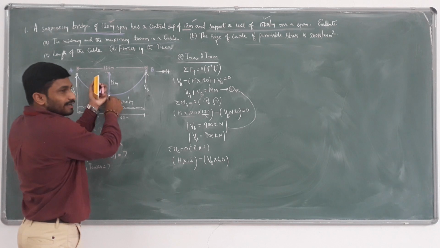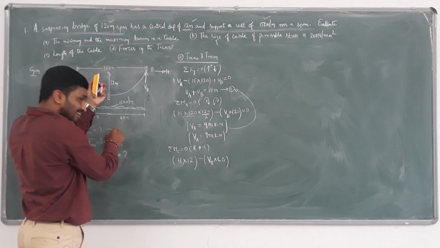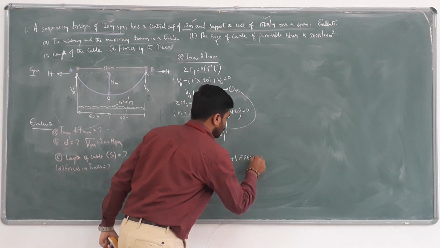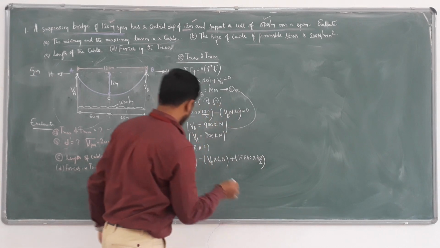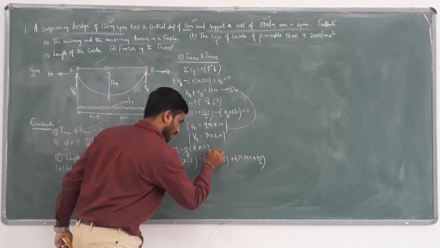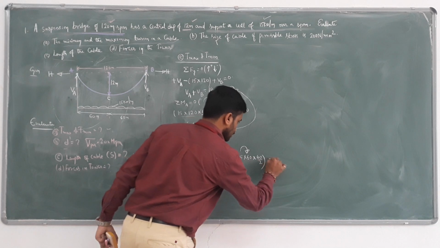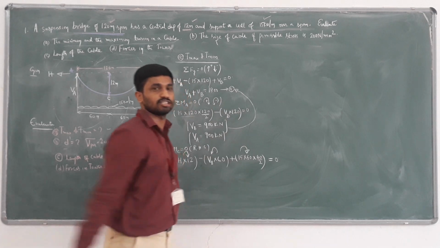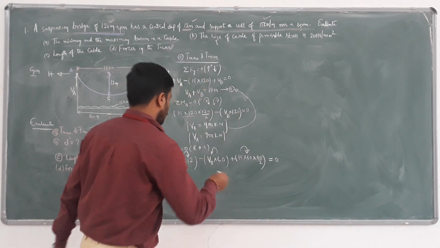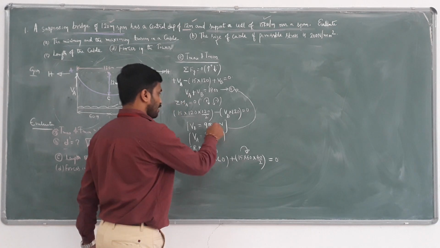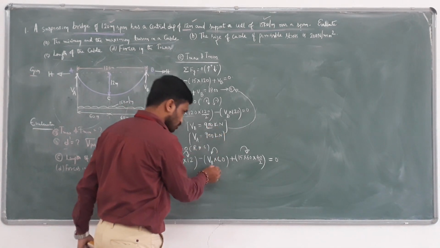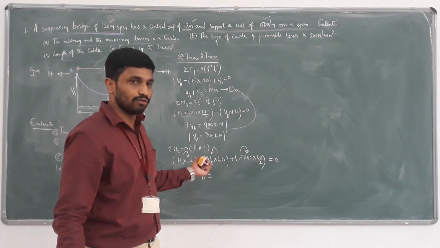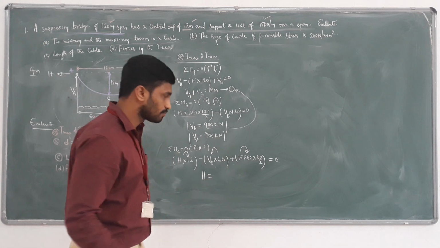With respect to this point, this UDL is rotating clockwise, plus 15 into 60 into 60 by 2. So this is clockwise, this is anticlockwise, and this is clockwise. Clockwise plus, anticlockwise minus, clockwise plus. This is the general sign convention, and here also we adopted it. Now I know the VB value is 900. Clear? Substitute the value of VB here and you get the H value. Please substitute the VB value and compute H. What is H? 2250 kilonewton.